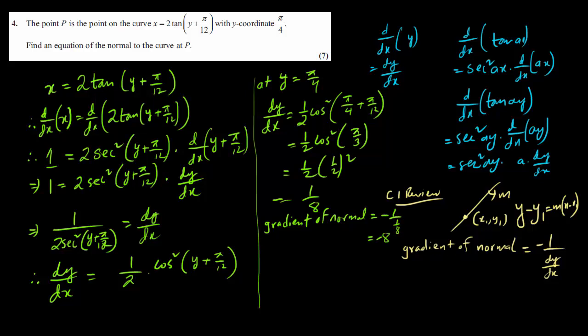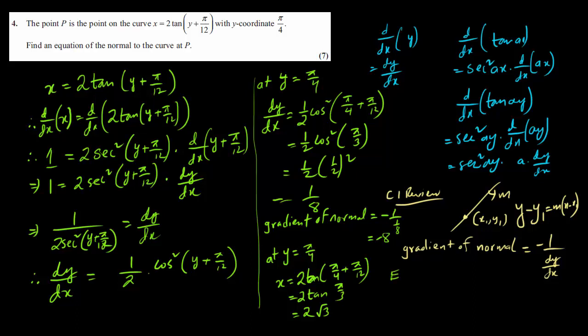Now we are going to use the equation of the general line, y minus y1. This is known as the point slope form of the equation of the line: y minus y1 equals m times x minus x1. But we need to know the x coordinate. We know the y coordinate is pi by 4. We need to know the x coordinate, so let's find that out. At y equals pi by 4, let's put it in the equation. So x equals 2 tan of pi by 4 plus pi by 12. So it is 2 tan pi by 3. So tan pi by 3 is tan 60 degrees. Tan 60 degrees is root 3. So this is 2 root 3.